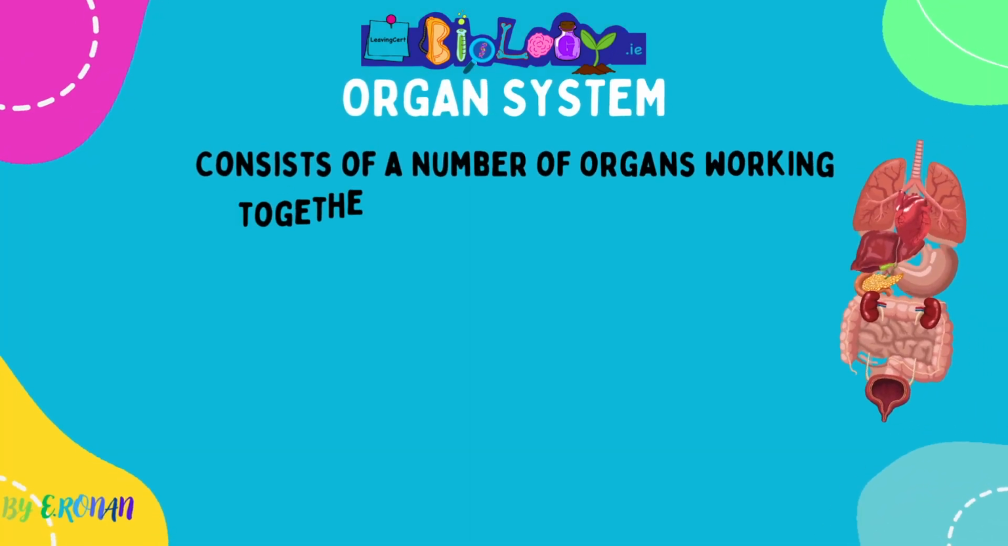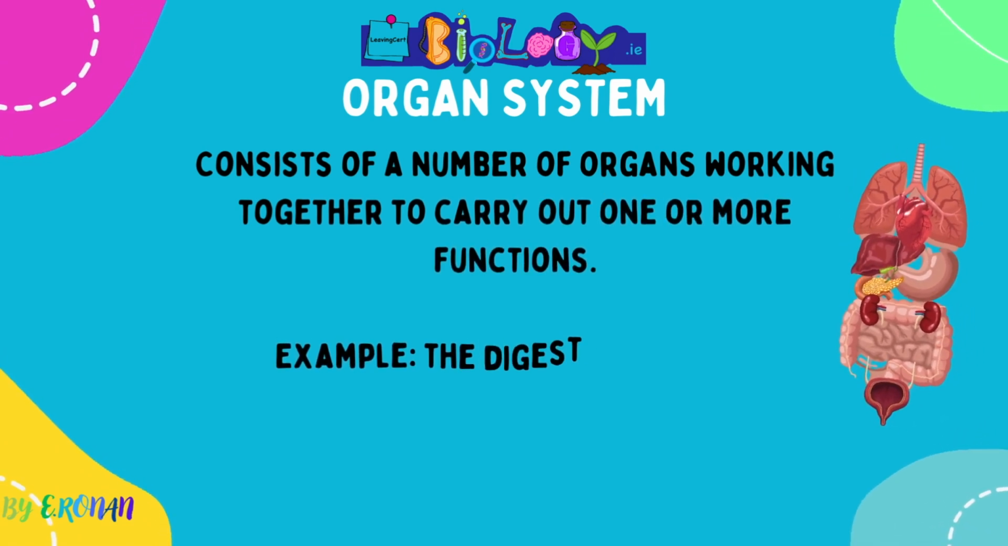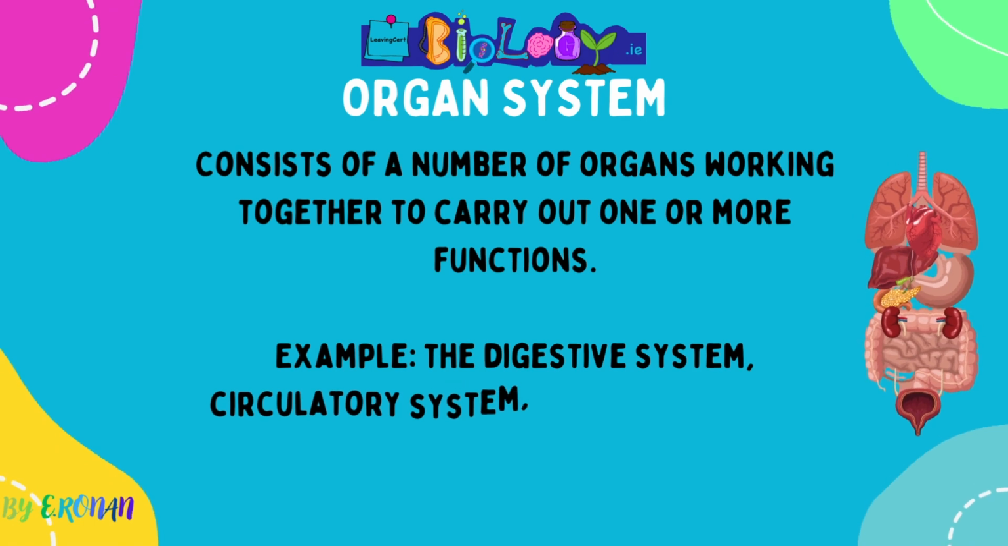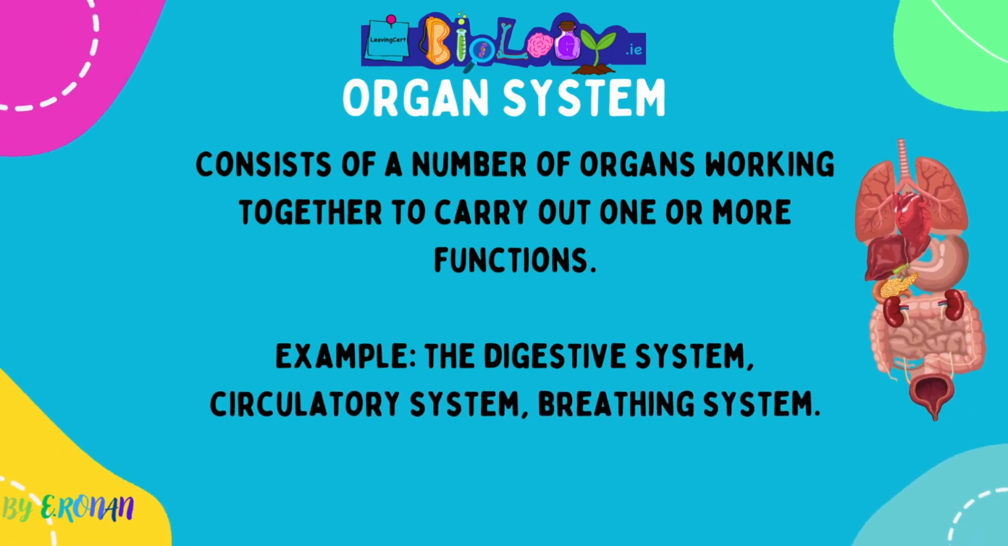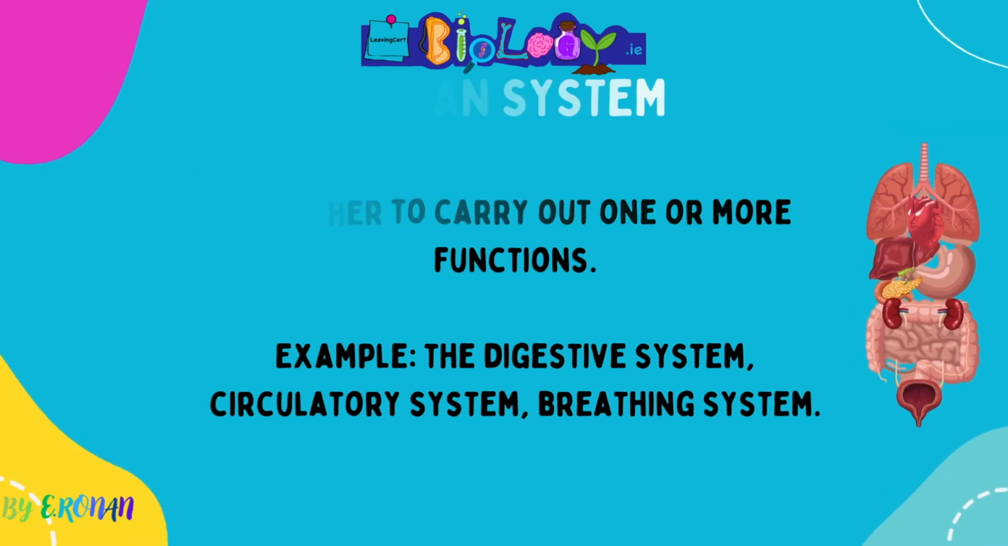Organ system consists of a number of organs working together to carry out one or more functions. Examples: the digestive system, the circulatory system, the breathing system or the respiratory system. Remember, they're the same, but respiration is not.